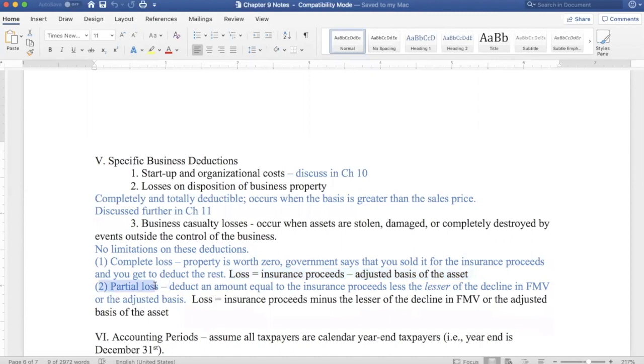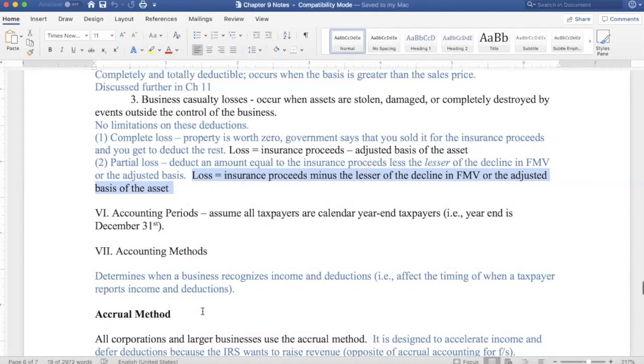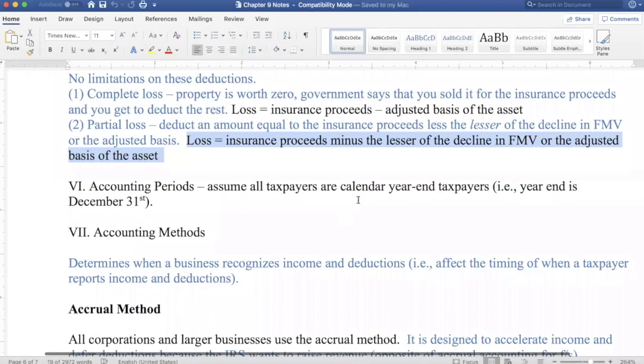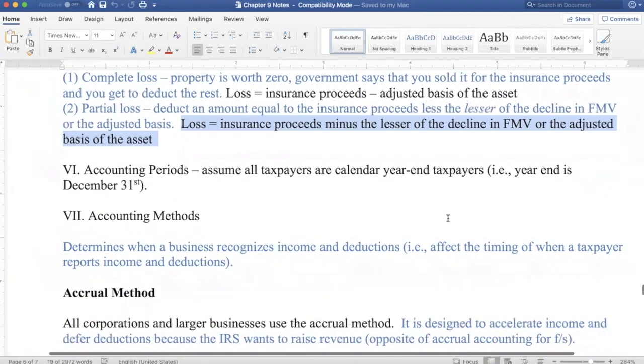When you have a partial loss, you deduct an amount equal to the insurance proceeds less the lesser of the decline in fair market value or the adjusted basis. And we've seen this before. In terms of accounting periods, for our purposes we're going to assume all taxpayers are calendar year taxpayers. In the real world, it doesn't work that way, but we can skip over that complexity.